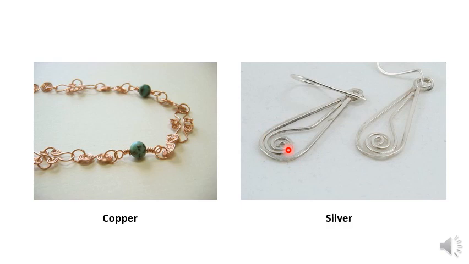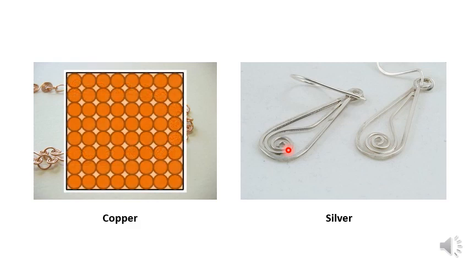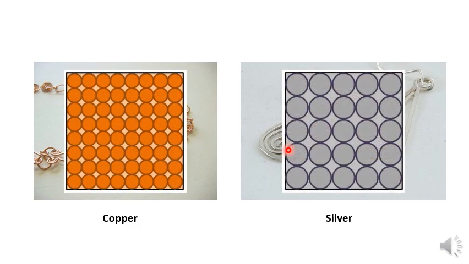What is the difference between these two? They are constituted of different atoms. These are the atoms of the copper and these are the atoms of the silver. Can you notice that the silver atoms are bigger than the copper atoms, each atom alone?